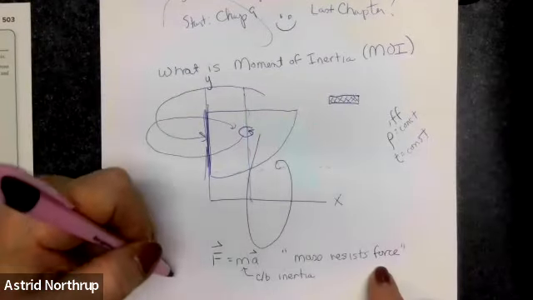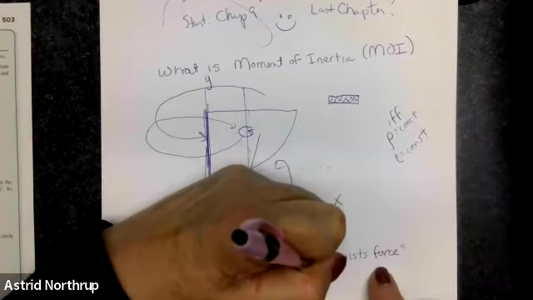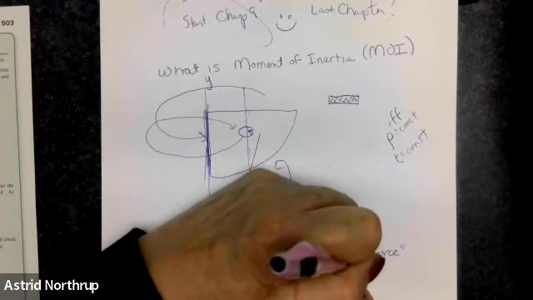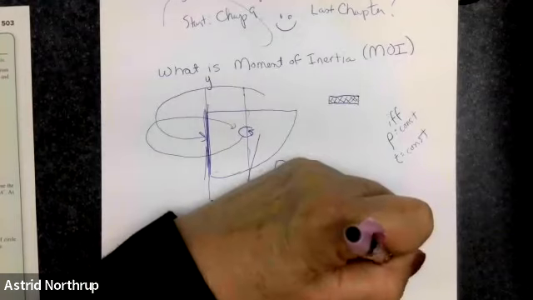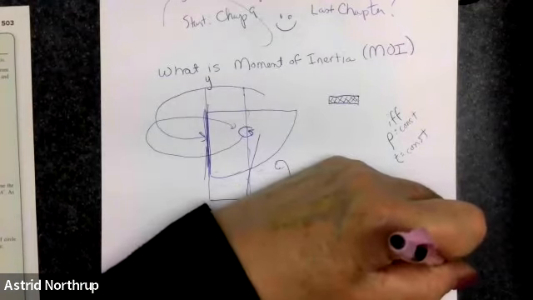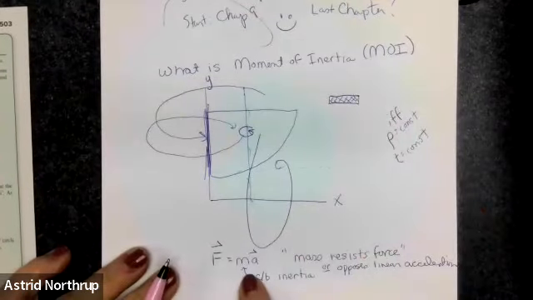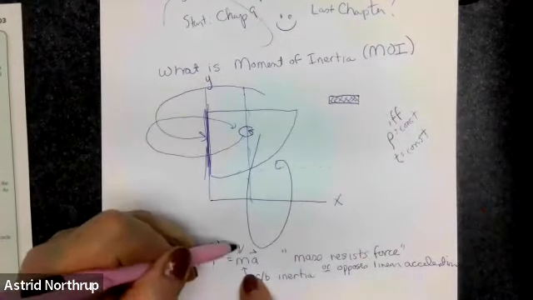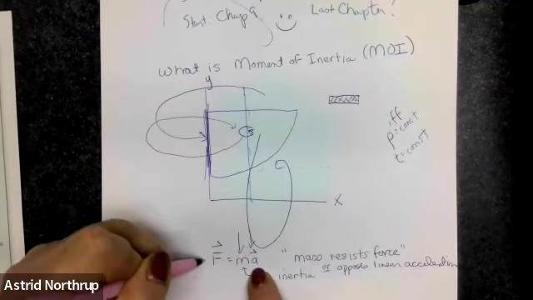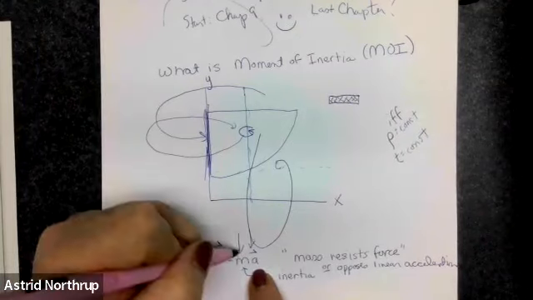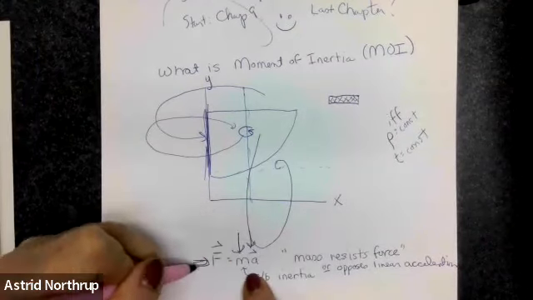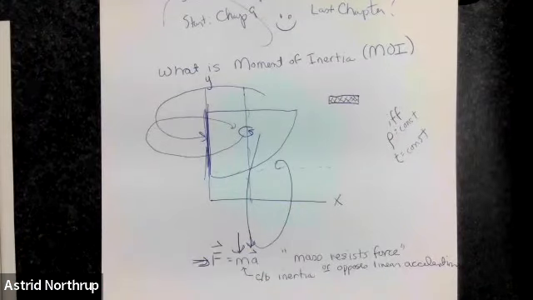So this resists force, or we could say opposes linear acceleration. So if we go back to this equation, the more mass we have, the less acceleration we're going to get for the same force, or the more mass we have, a given acceleration will take us more force, right?